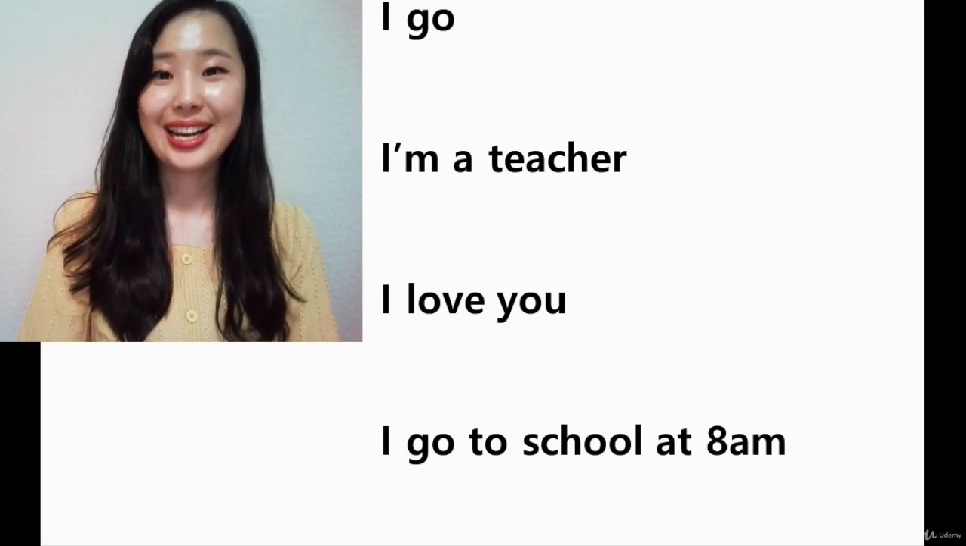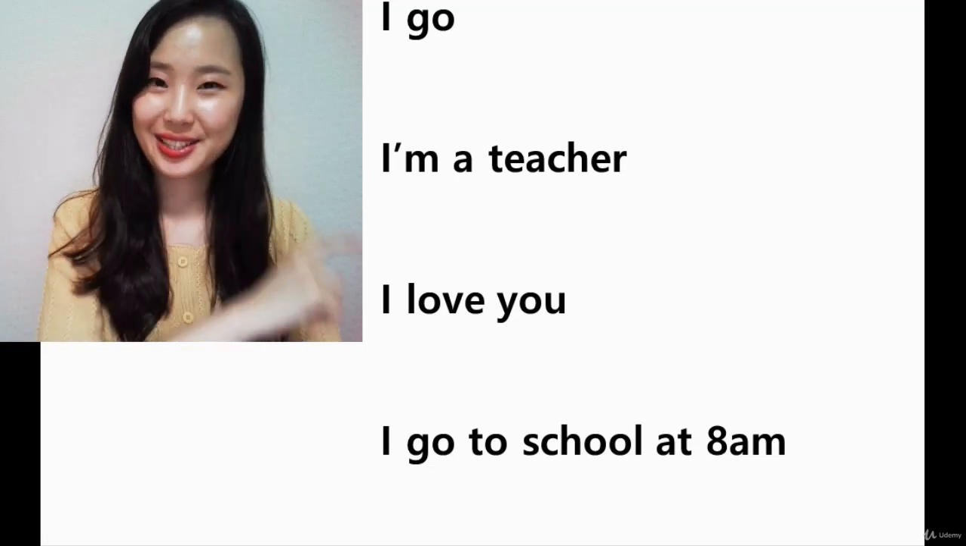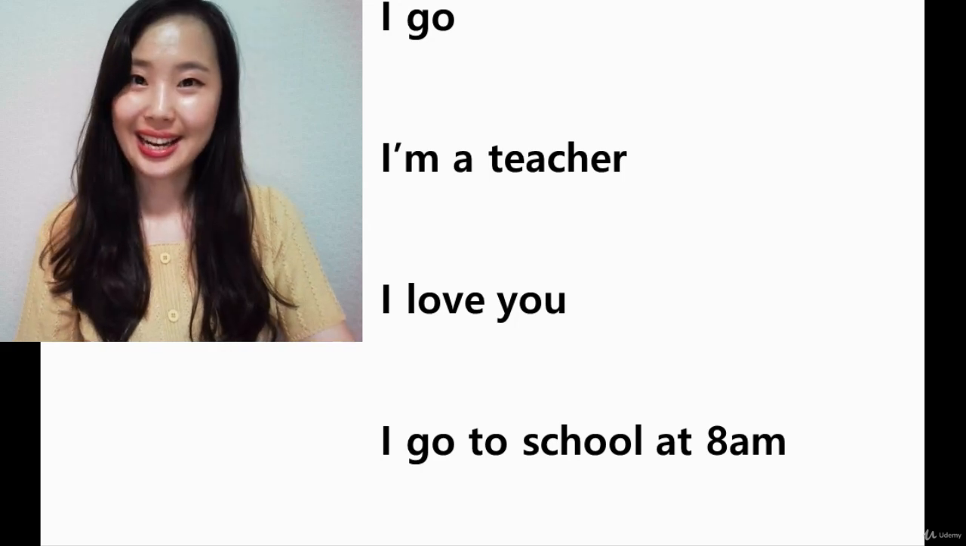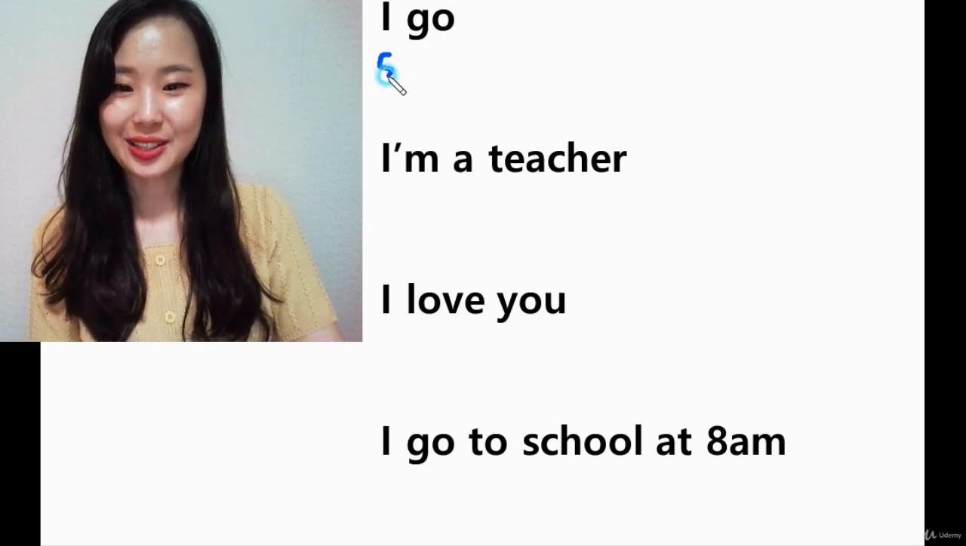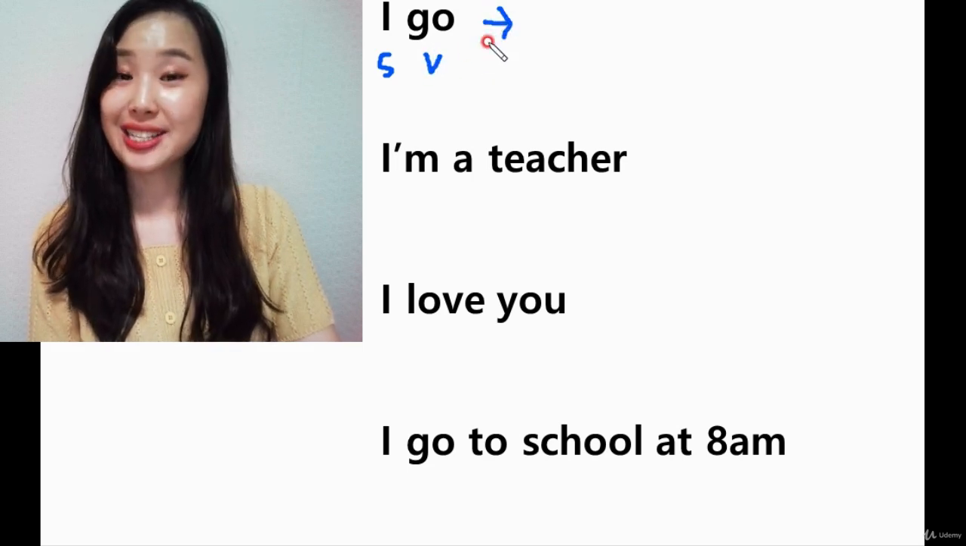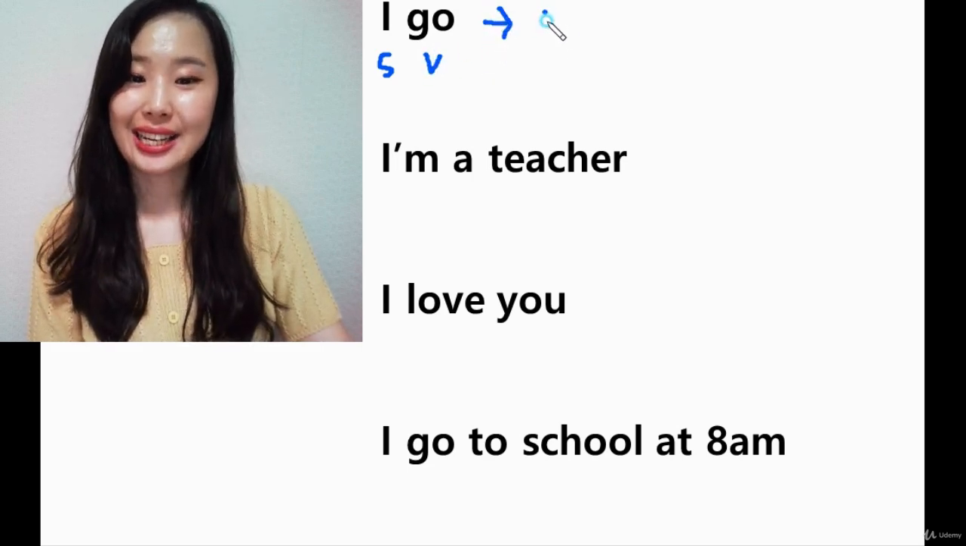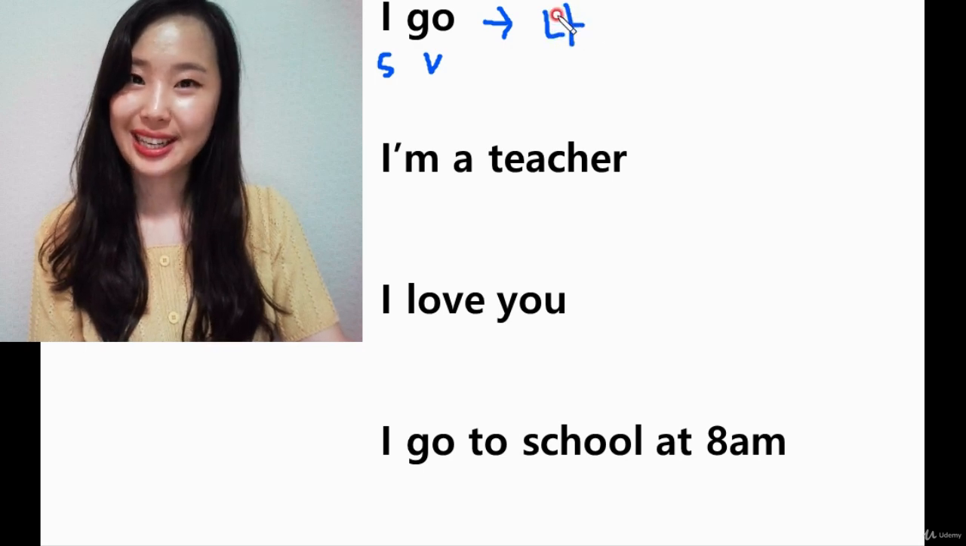Let's study all the Korean sentence structures. And let's check the first sentence. I go. I is a subject and go is a verb, right? And that's the Korean sentence structure. I is this one. Please read.